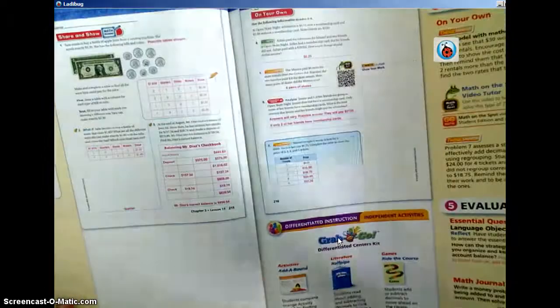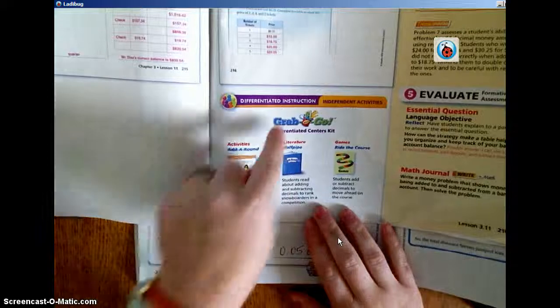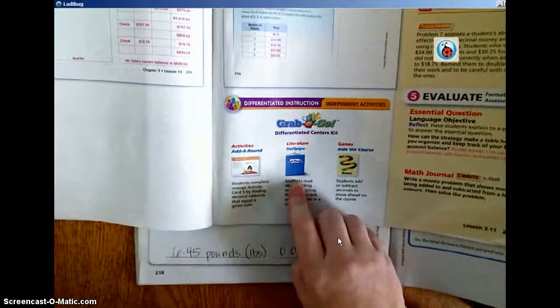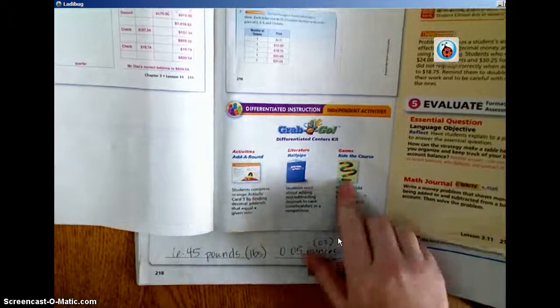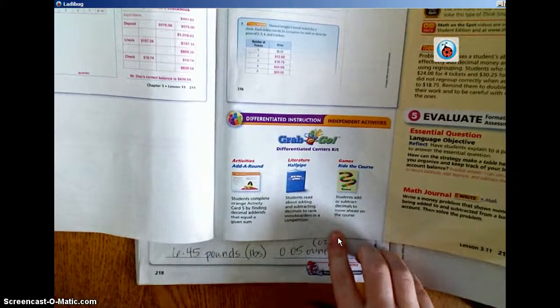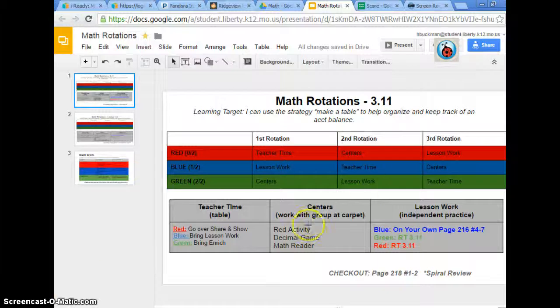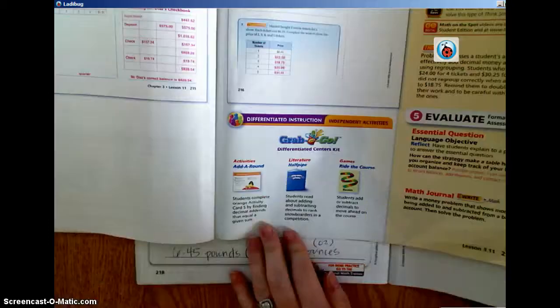So down here, and this is the teacher manual, down here they tell you the grab and go, the centers. They give you the games, they give you the literature, or they give you the activity, the literature, and the games that they can play for that day. And that's what I add back up on the slideshow, so they know exactly. And I just keep this posted throughout the math lesson, so kids know what they should be doing at all different times.